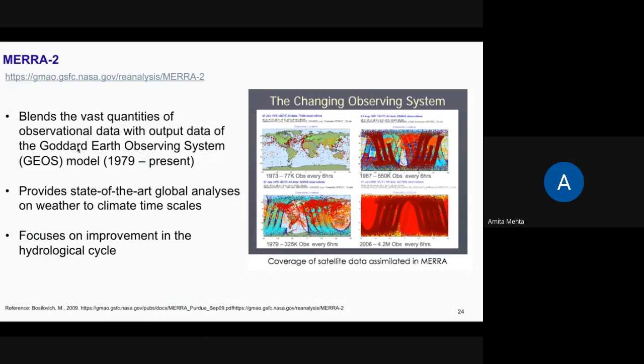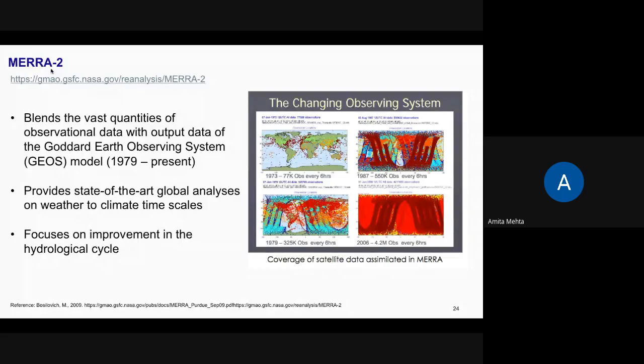And so the current MERRA system, MERRA-2, has data available from 1980 to present, and it's going to go forward. So it's an almost 40-year-long data set that can be used to understand climate variability. It provides state-of-the-art analysis, and it focuses on improvement of the hydrologic cycle particularly.